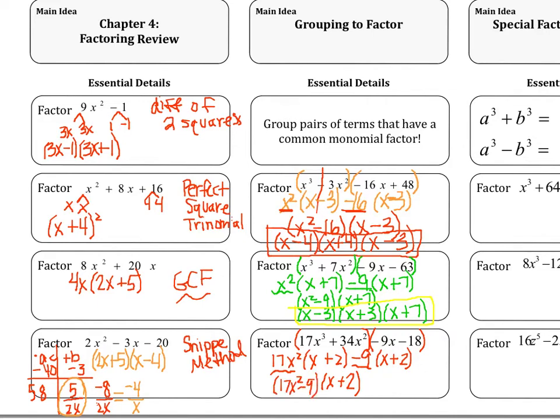Now we'll double check to make sure we're simplified all the way. 17, that's not a perfect square. There's nothing I can take out of 17x squared minus 9. There's nothing I can take out of x plus 2. So this indeed is my final factored form.